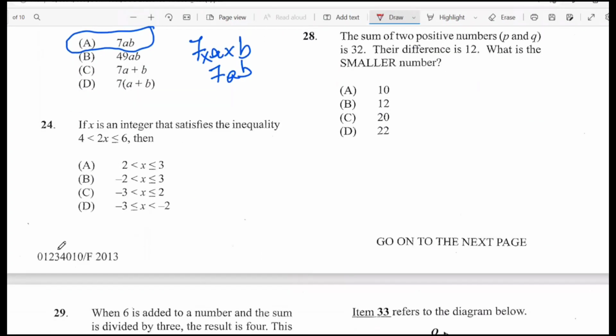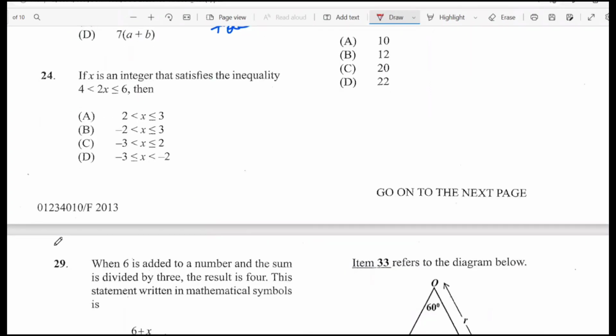Now, 24 says if x is an integer that satisfies the inequality, in other words, if we have 4 less than 2x, which is less than or equal to 6, our intention is to find a value for x. All we want to do is simply solve this problem ordinarily.